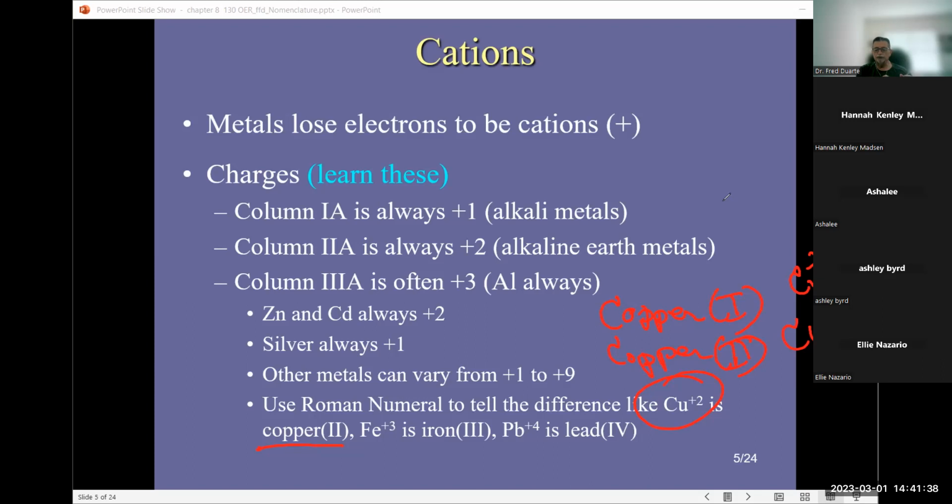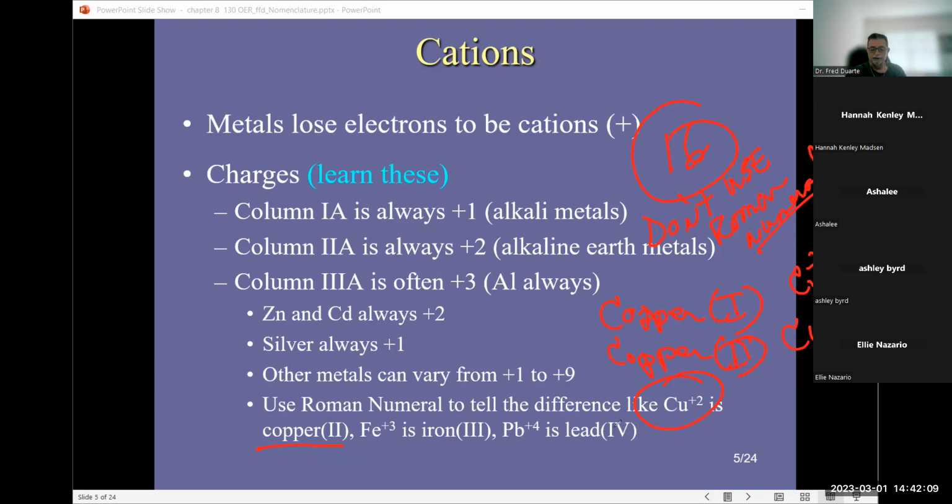So those, the sweet 16, don't use Roman numerals, because they have a constant oxidation number. And that way everybody in the world knows that is their oxidation number. We don't need Roman numerals. If you put Roman numerals for that sweet 16, it's incorrect with respect to naming.